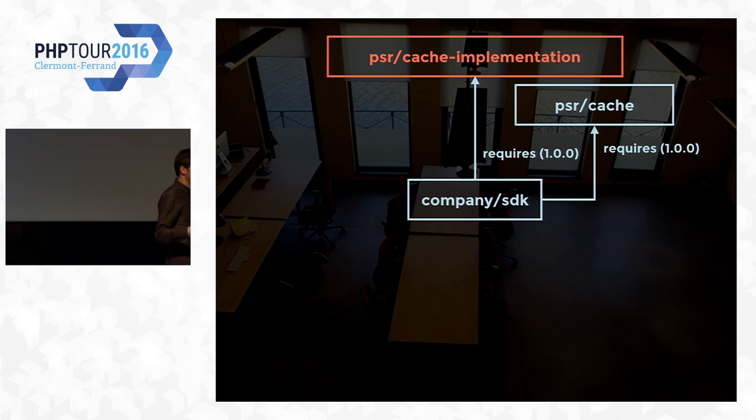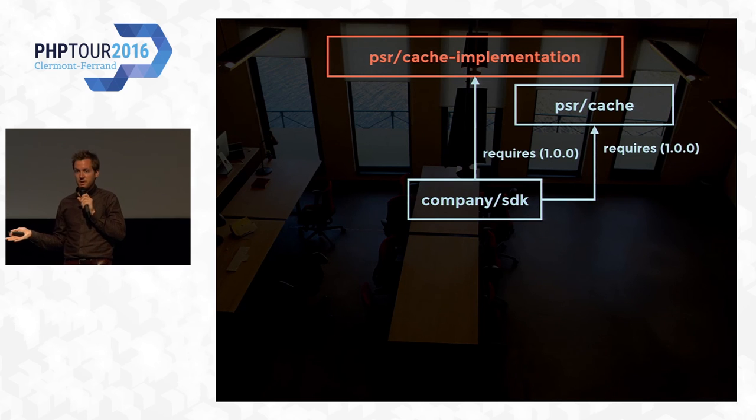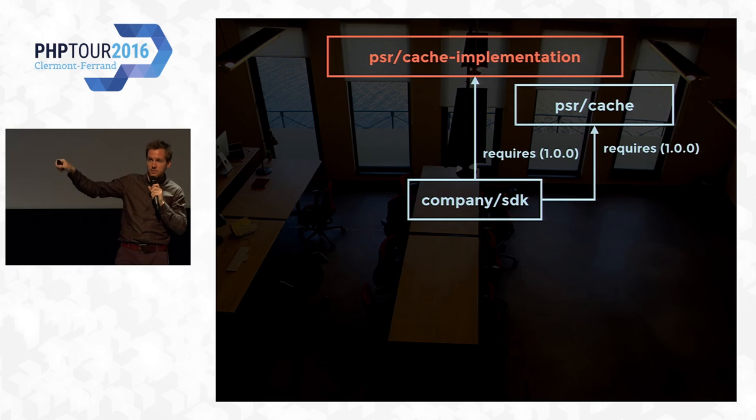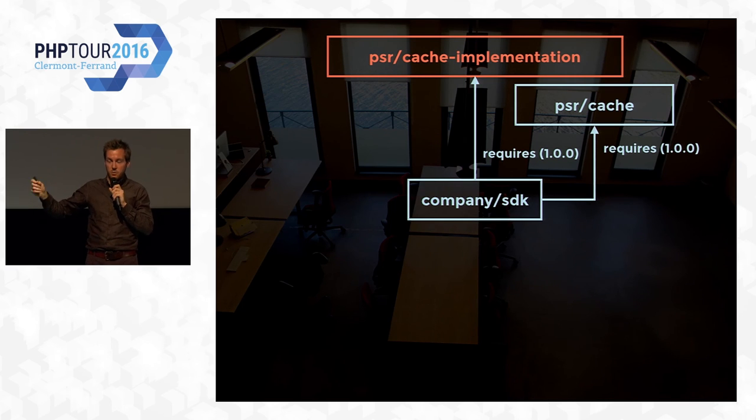For example, you're working for an awesome company and you have an awesome API. You want to provide an awesome SDK. So you're building a package called company/SDK. When you want to provide caching for this, you might want to depend on psr/cache implementation. Remember, you cannot install this, but you can require it. For people that install your package, they will need to choose an implementation to install as well. Company/SDK also requires psr/cache because you need to type in the cache item pool interfaces. You need to depend on that as well.